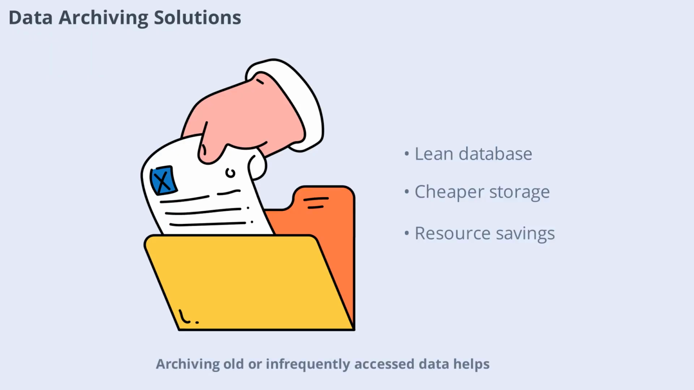Archiving old or infrequently accessed data helps keep your main database lean and efficient. Archived data can be stored in cheaper, slower storage, freeing up resources for active data. Many database systems offer built-in archiving tools, or you can use external solutions. Regularly review your data to decide what should be archived and what needs to remain active.